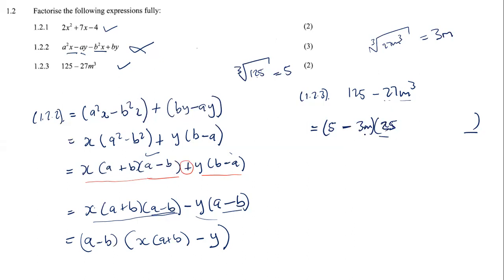And therefore, what is negative 3m to the power of 2? Negative 3m to the power of 2 is going to be 9m squared, positive 9m squared. And therefore, how to determine the middle term?